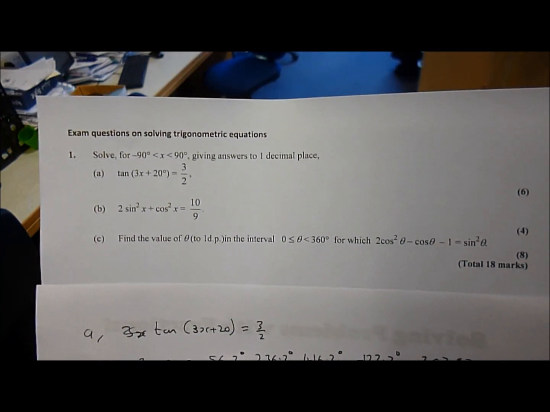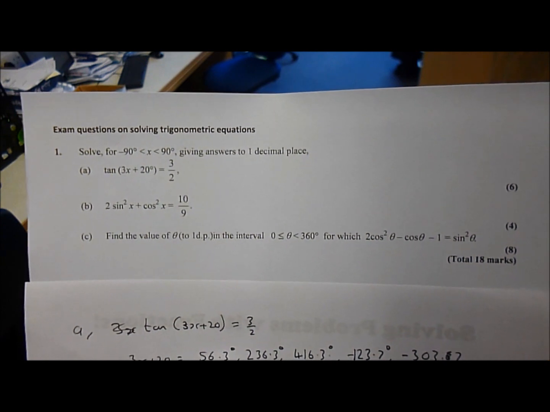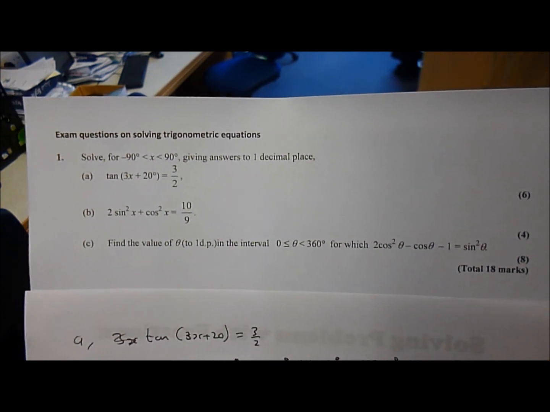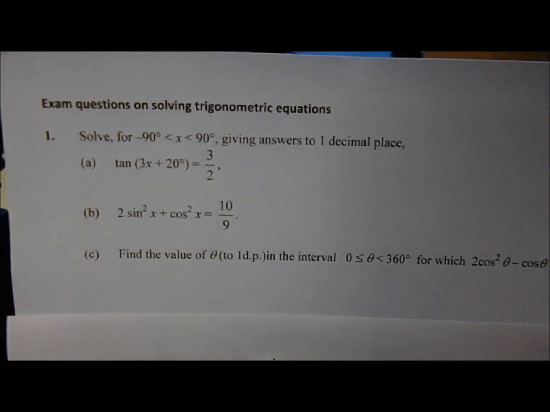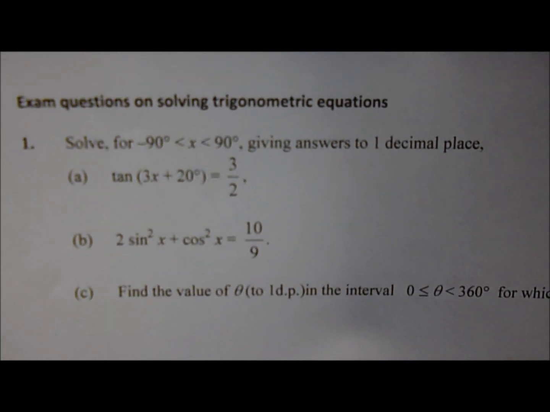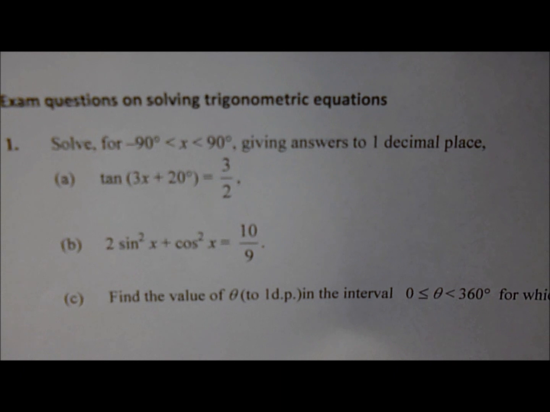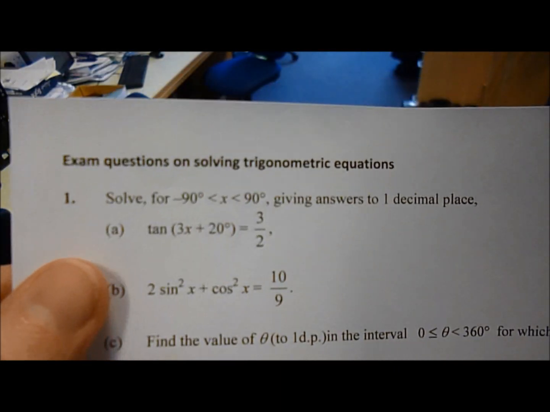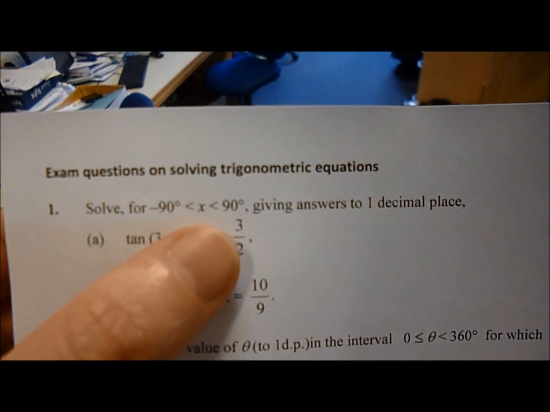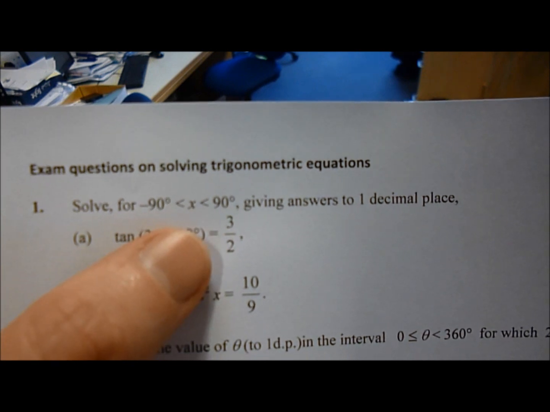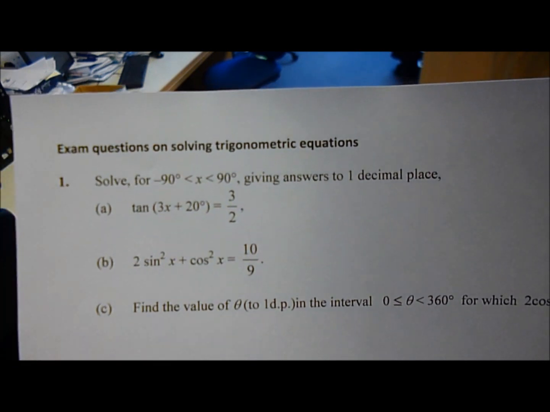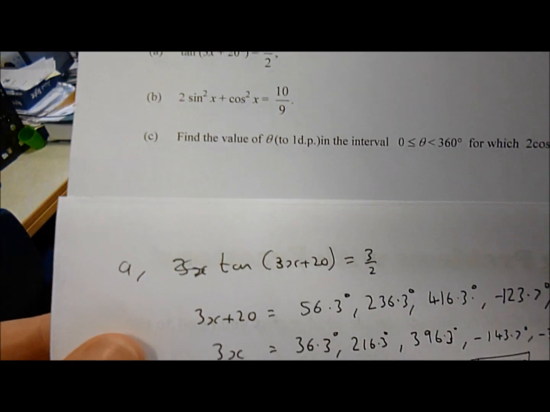Right, okay team, so we're going to have a quick look at some of the trig questions that you can be asked in C2. And I've just done my solution, as you can see. So the first question we're looking at is we've got a tan of some horrible stuff, 3x plus 20 equals 3 over 2. We've got to solve that between minus 90 and 90, so it's quite a small range, and we're going for 1 decimal place. So here's my solution here.